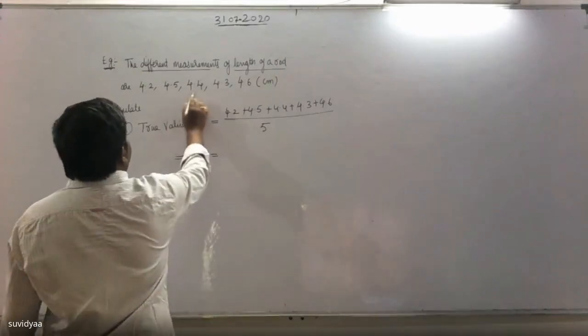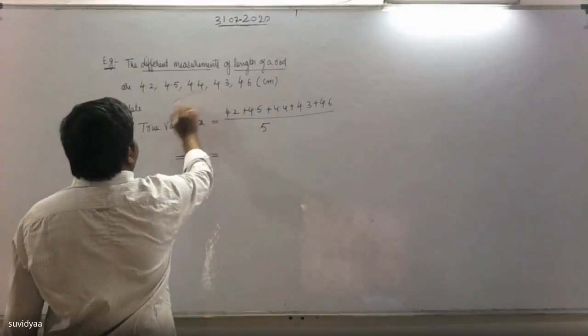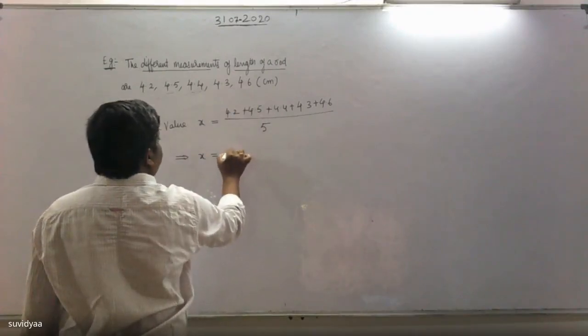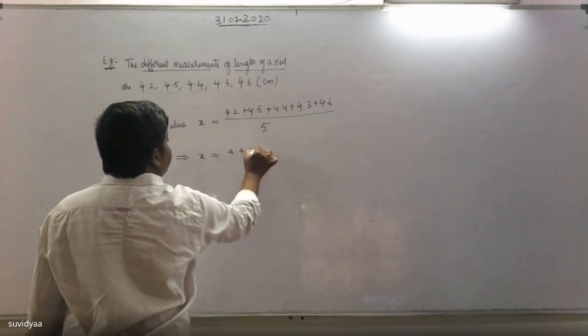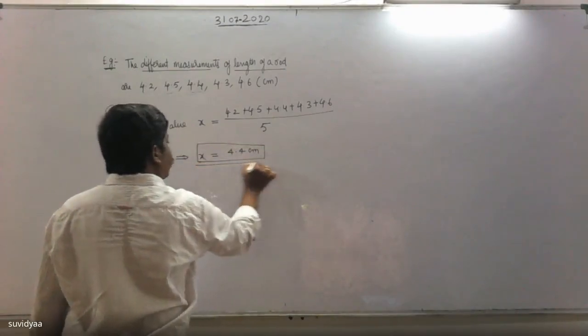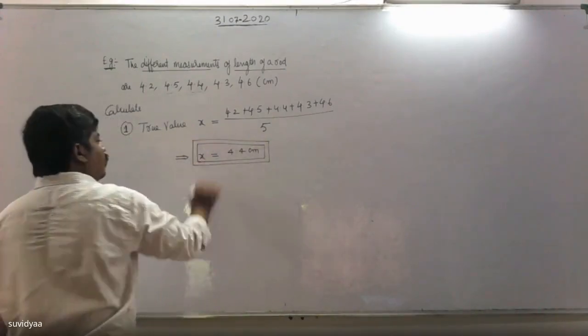Next. 4.4, 4.5, 4.6. So you are going to get 4.4 centimeter. This is the true value. Understood or not? Simple. Understood?